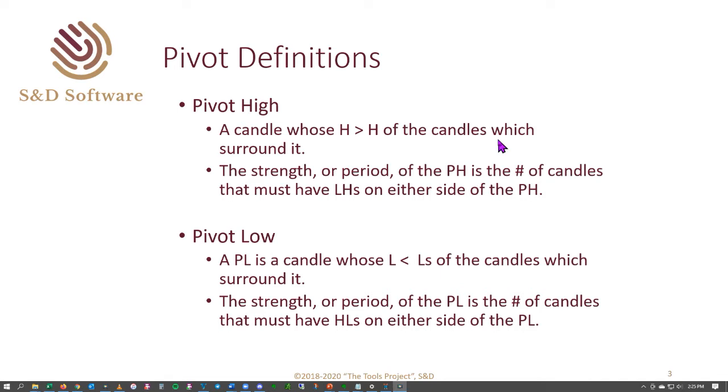Let's start out by looking at the definition of pivots. A pivot high is a candle whose high is greater than the highs of the candles which surround it. The strength or period of that pivot high is the number of candles that must have lower highs on either side of the pivot high. The inverse of that is a pivot low, a candle whose low is less than the lows of the candles which surround it. The strength of the pivot low is the number of candles that must have higher lows on either side of the pivot low.